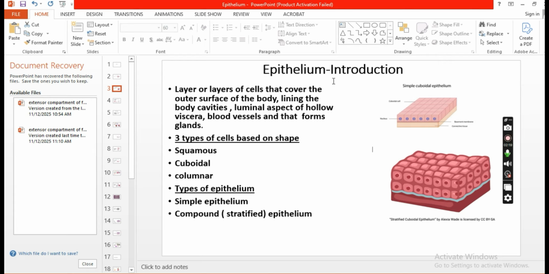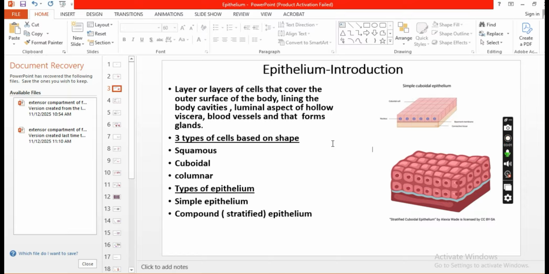It can be just a layer or layers of cells covering the outer surface of the complete body, or one or more layers covering the inner surface of the hollow viscera, or the layer covering the inner aspect of the body cavities. What are the body cavities? The peritoneal cavity of the abdomen, the pleural cavities of the thorax, and the pericardial cavity in which the heart is located. All these are body cavities. We are talking about all that today.